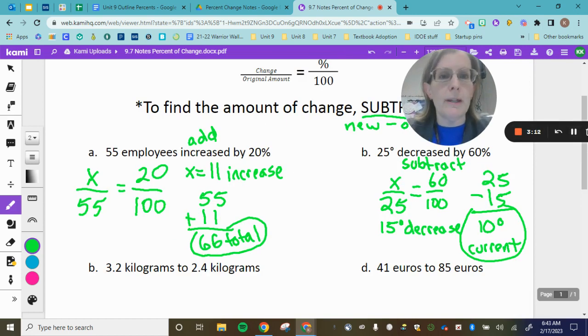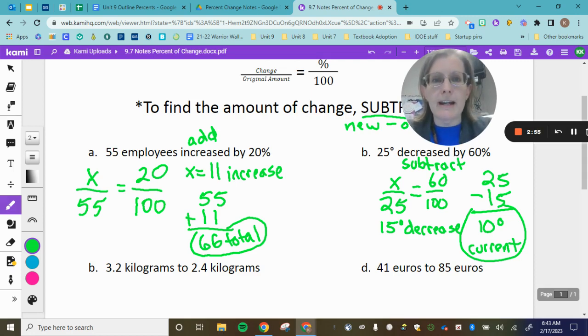Hopefully you got this for letter B. We would subtract. We set it up as x over 25 equals 60 over 100. We get it as a 15-degree decrease. So we would take our original 25 degrees minus 15 degrees to see the current temperature is 10 degrees.